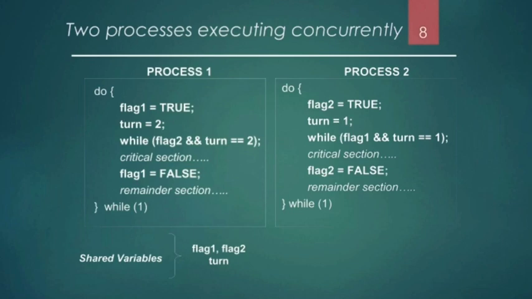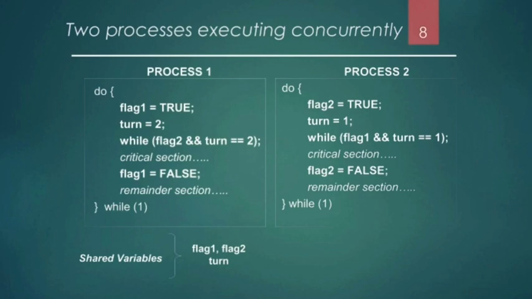Thus, since Pi does not change the value of the variable turn while executing the while statement, Pi will enter the critical section after at most one entry by Pj. So we can say the other two properties, that is progress and bounded waiting, are satisfied. Since all three properties, that is mutual exclusion, the progress requirement and the bounded waiting requirement, are met, we can say the Peterson solution is valid for the critical section problem.